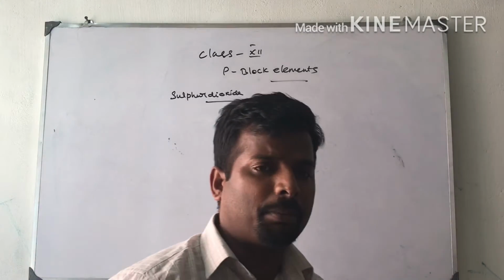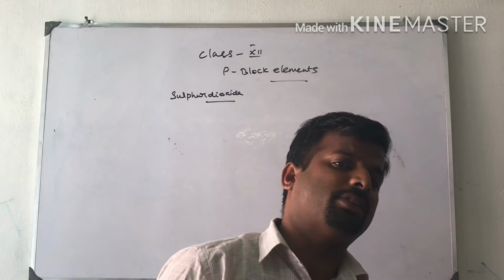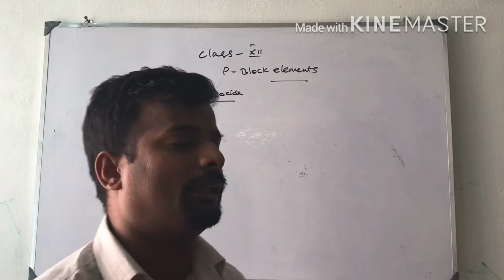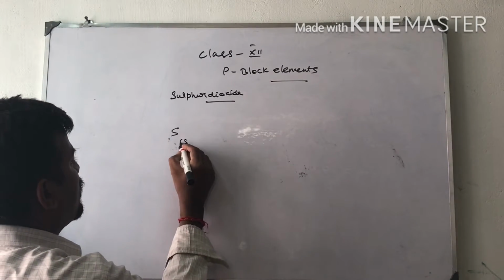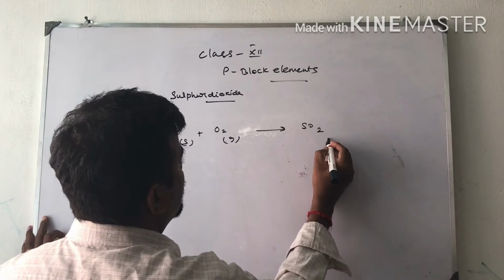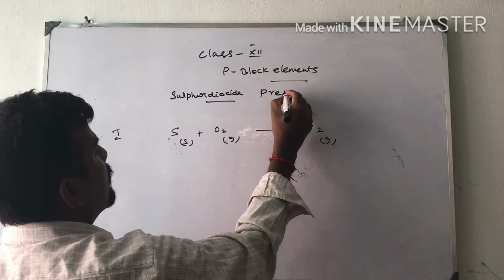Sulfur dioxide can be prepared by oxidizing sulfur, mixed with 6 to 8% of sulfur dioxide, to give sulfur dioxide. Example: solid sulfur reacts with oxygen gas to give sulfur dioxide gas. This is the simplest way, the first method of sulfur dioxide preparation.